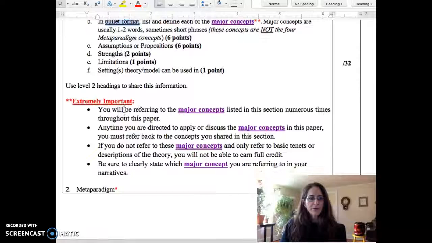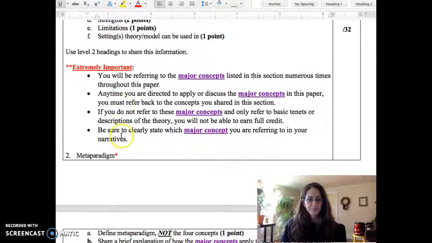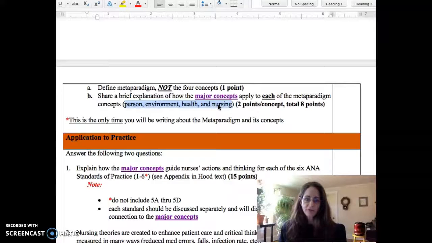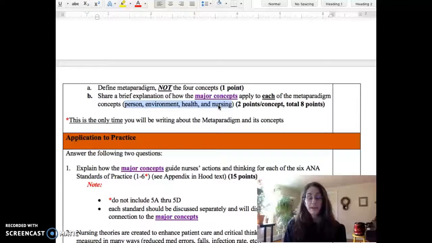So as you move down to the meta-paradigm, you're going to have the four concepts of the meta-paradigm right here. So for person, we know person is the person that's going to be receiving the care, right? These are pretty self-explanatory concepts. So how does your major concept, say self-care, apply to a patient? So you might have 5 or 6 major concepts, but you don't need to apply every concept to every meta-paradigm concept. Choose one that you think best fits that concept, okay?